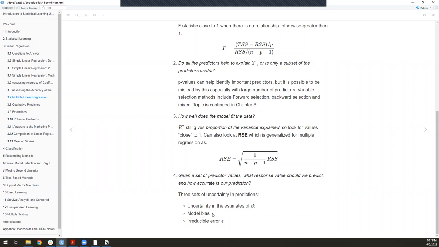The bias in the model, that means maybe it's not that linear, so it's not that good of a model after all. So there's that effect. And then finally, of course, there's just the irreducible error that you can't do anything about at all. That's just the random nature of the model itself, the epsilon part.